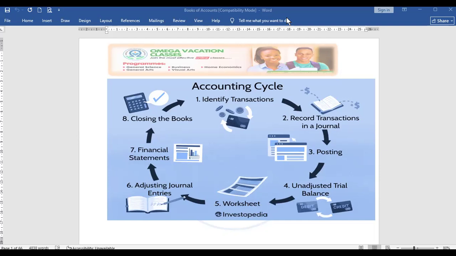Okay, so professors, indeed, what is on the screen is the accounting cycle, or what you know as the processes in accounting, or the various stages in accounting. I want you to pay attention to the specific steps. You see step number 1, 2, 3, 4, 5, 6, 7, 8. Why am I showing you this picture? I want you to appreciate that the first stage in accounting is the identification of transactions, specifically business transactions. And we know what business transactions are.